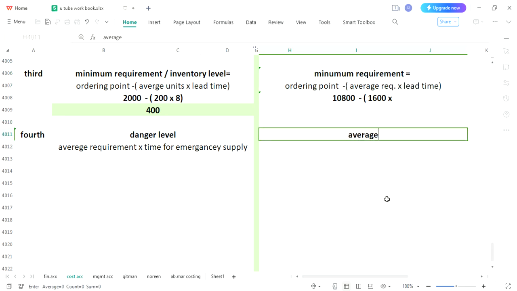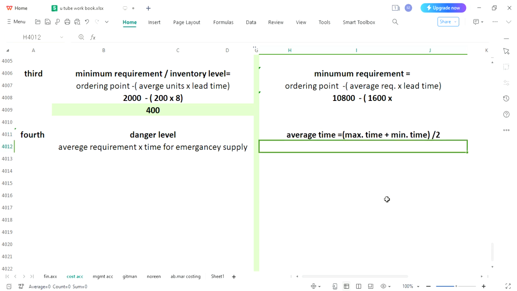Average time would be calculated by adding maximum time and minimum time. The sum of maximum and minimum time would be divided by 2. In this way we can calculate average time. Maximum time was 6, add minimum time, which was 4, close your bracket, divide it by 2, and the start bracket is also important. In this way you can calculate your average time.